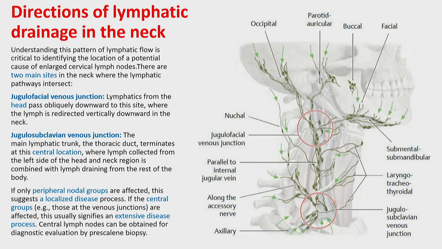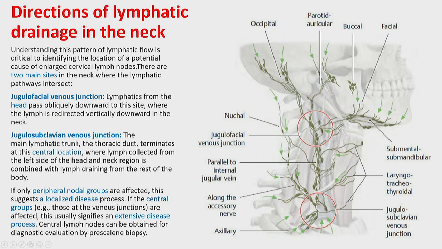I don't want to go into detail, just to mention generally that if the lymph node from the cancer is involving the central position, which is the 2 main central positions, you have it where the jugular vein and facial vein are joining together. They call it jugulofacial venous junction.